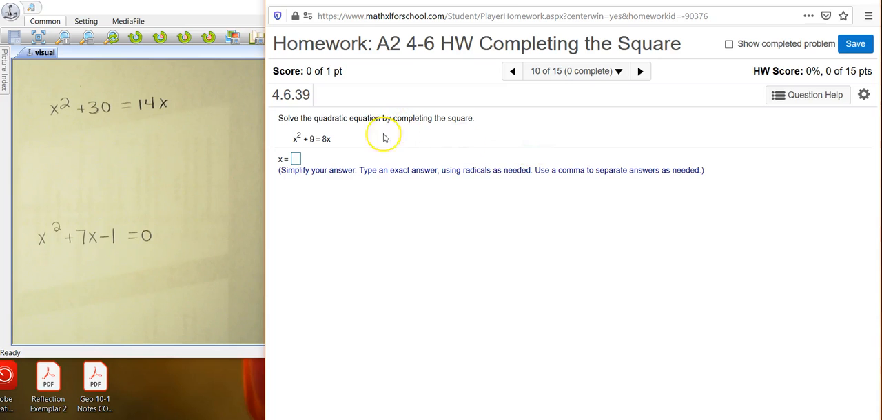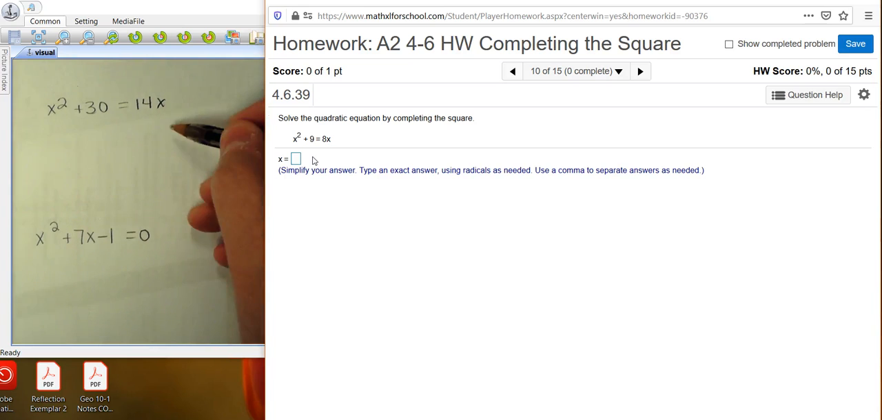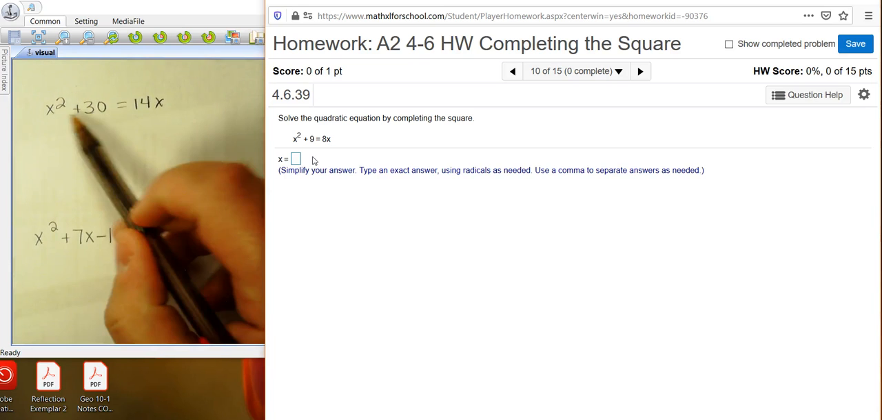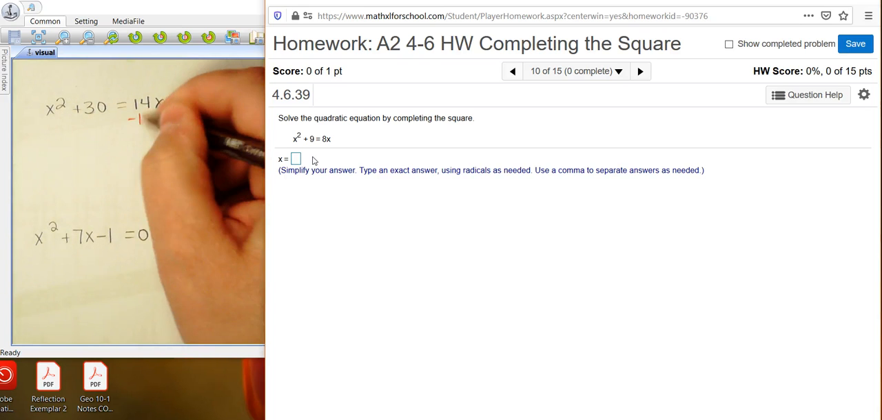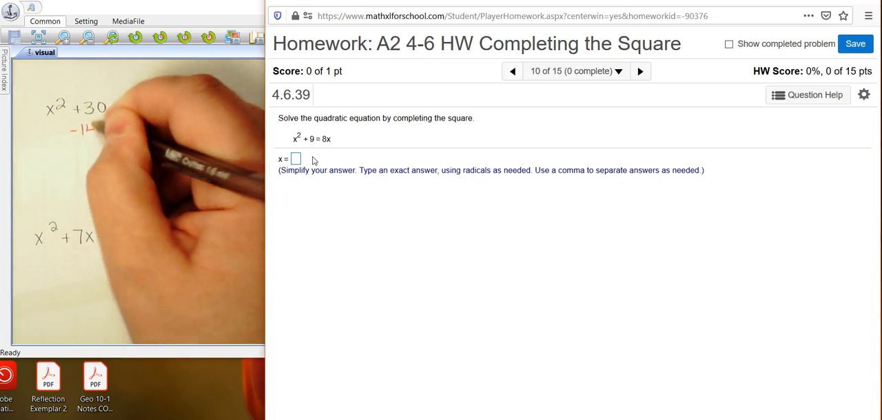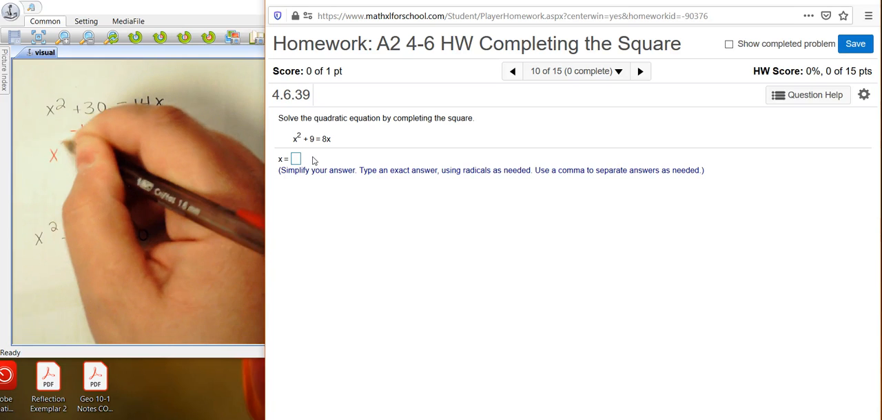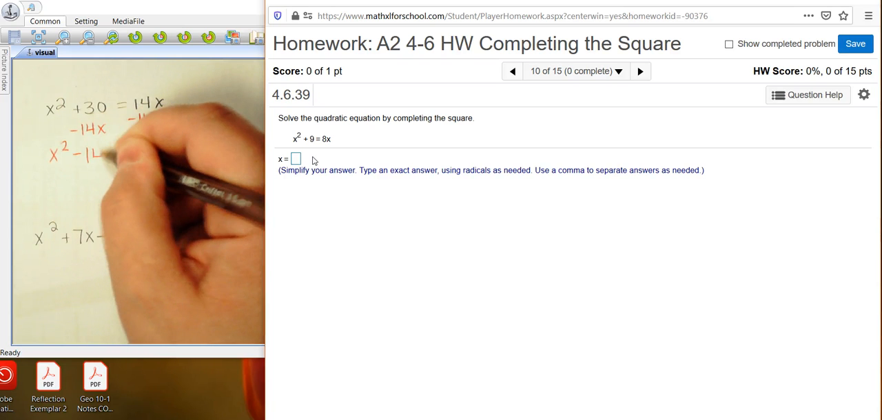So this is number 10 on the MathXL. So it's set up a little differently. These are two different equations, but hopefully you can see they're set up the same way. What you want to do when you're completing the square, you want your x squared term and your x term on the same side. So what I'm going to do here real quick to set that up is I'm going to move that, for my little example, 14x.